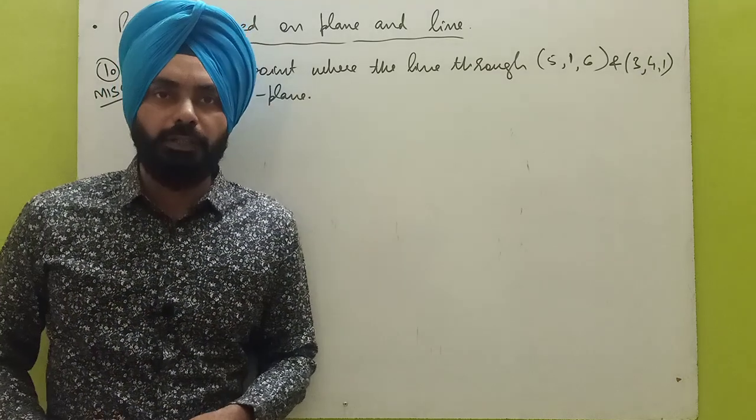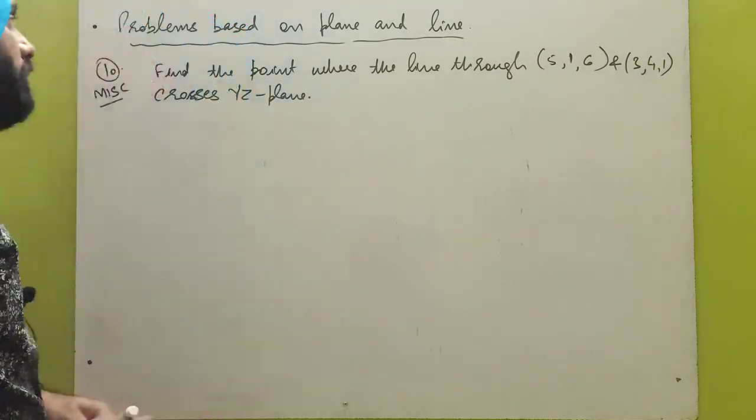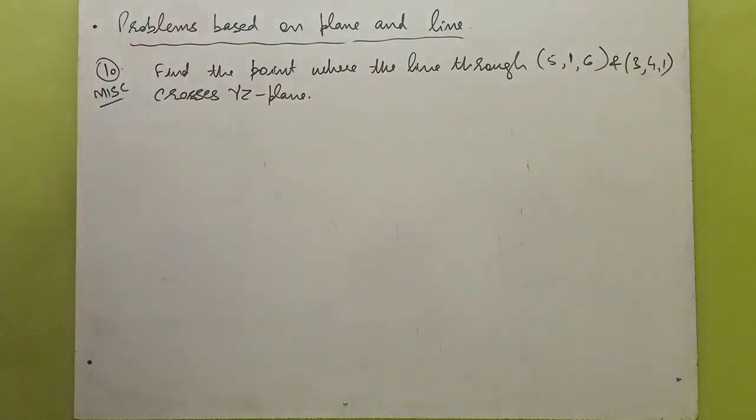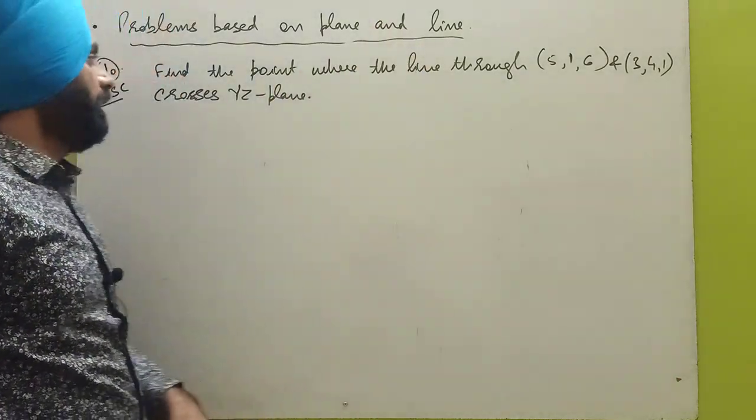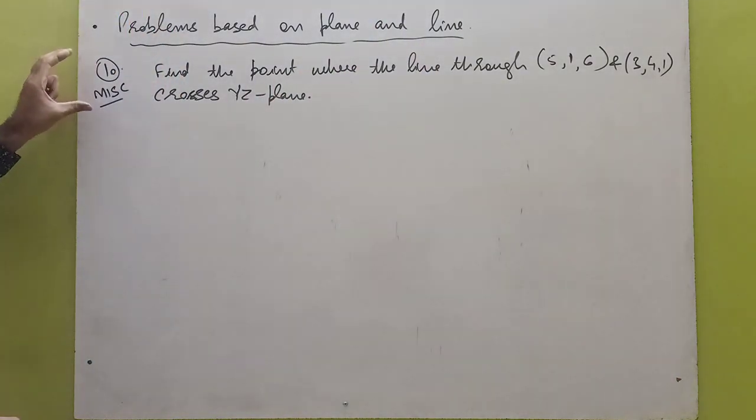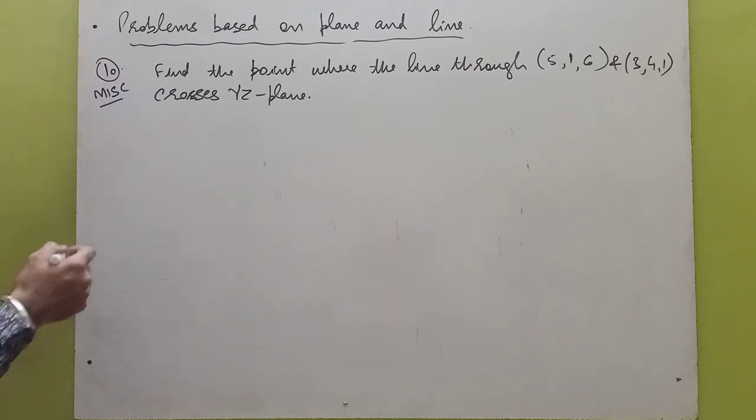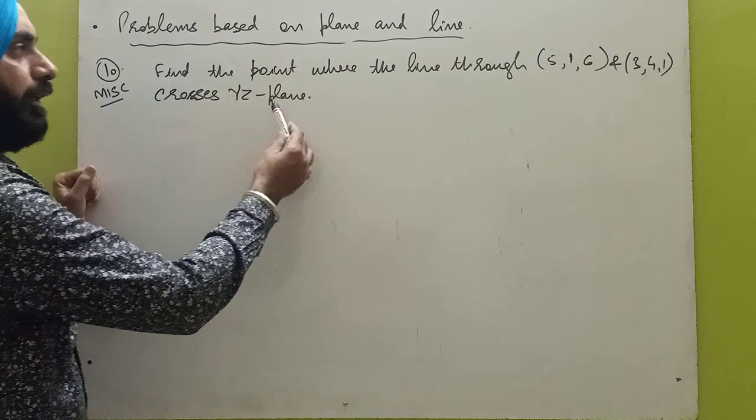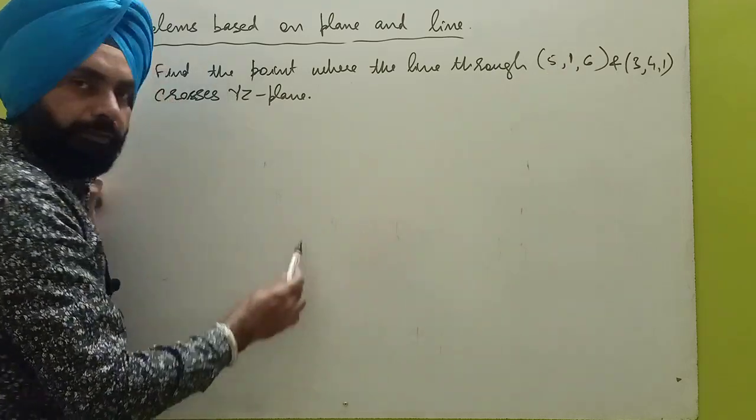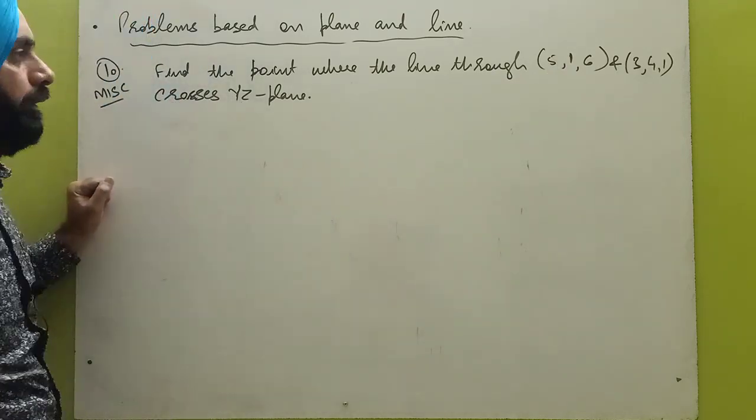Hello students, today we will do some important questions which are problems based on plane and line. So in this case, the first question is from NCERT miscellaneous exercise, question number 10. Find the point where the line through these 2 points crosses YZ plane.